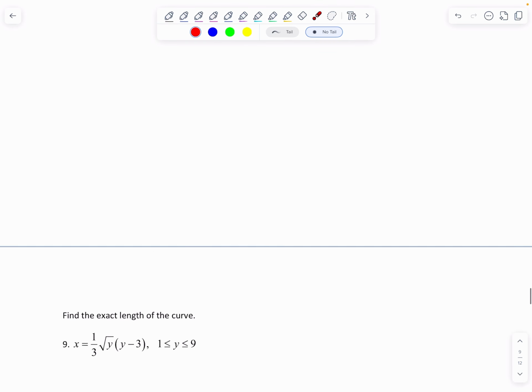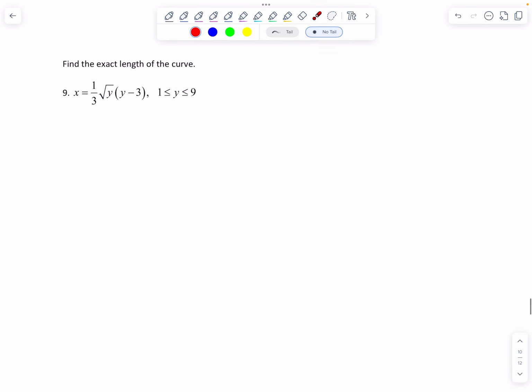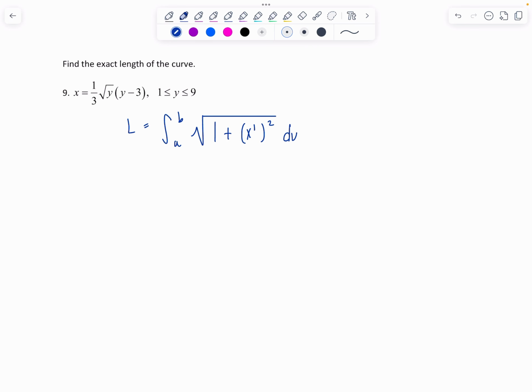Okay. Find the exact length of the curve. So the arc length formula is going to be the integral from a to b, or c to d, whatever. And then the square root of 1 plus, since we have a function of y, this will be x prime squared, and then we're integrating with respect to y. The key for this guy is distribute first, otherwise you're going to be in a world of hurt.